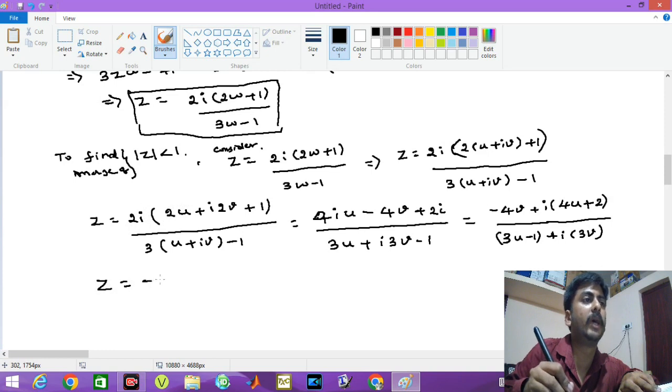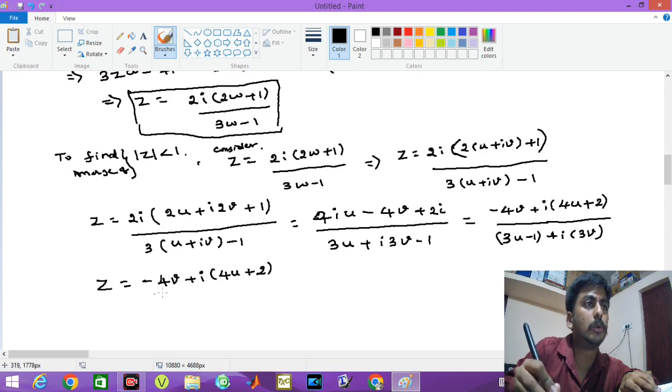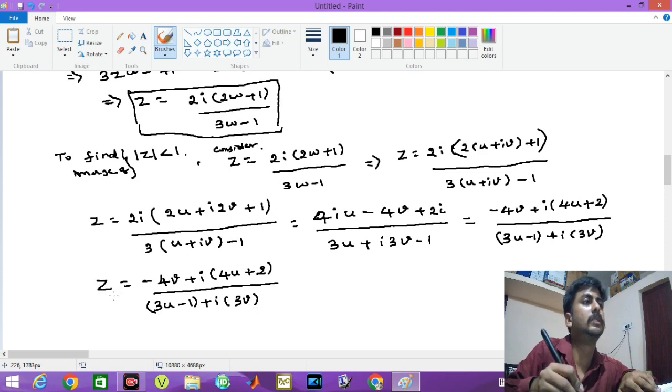We get z equal to minus 4v plus i into 4u plus 2, divided by 3u minus 1 plus i into 3v. This is the z value equivalent to the above z value. So we shall box it also.